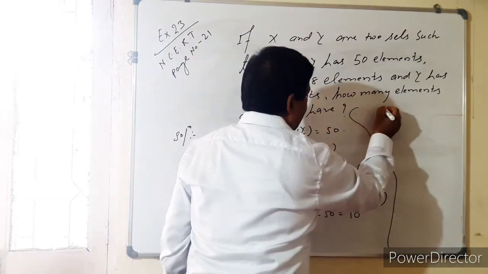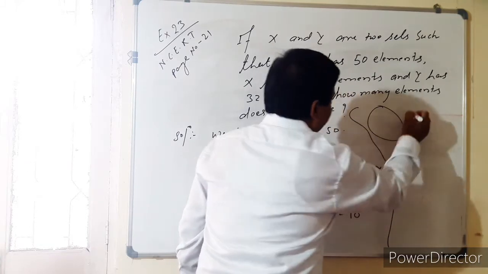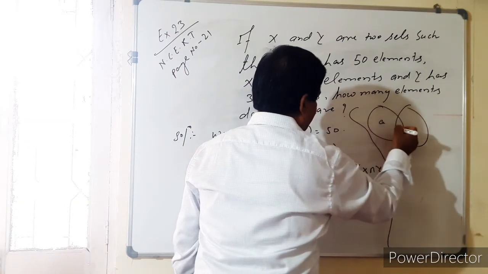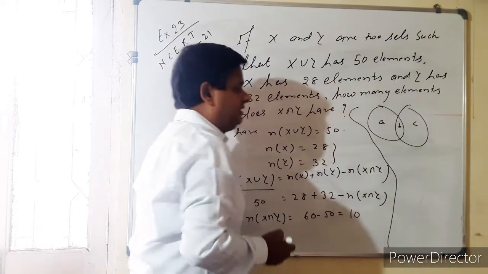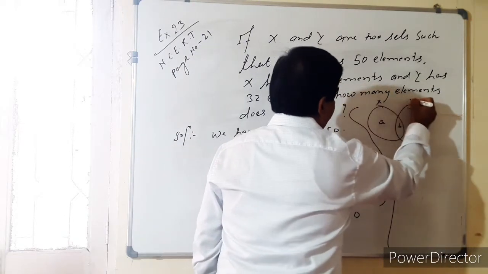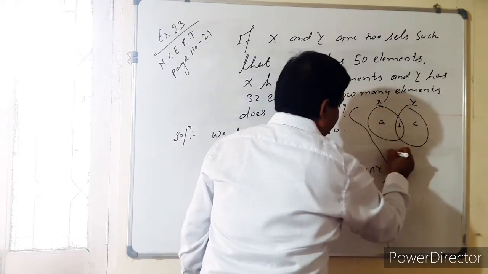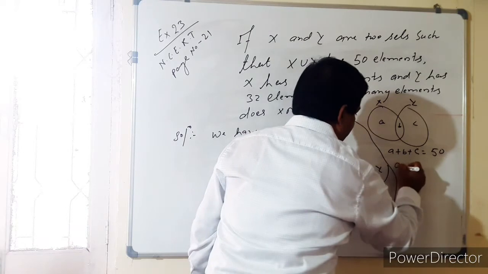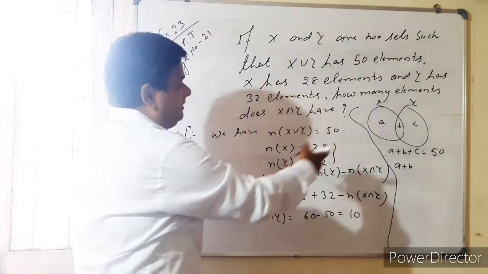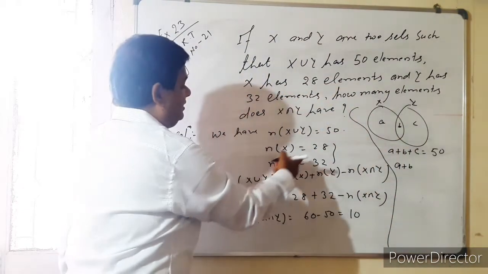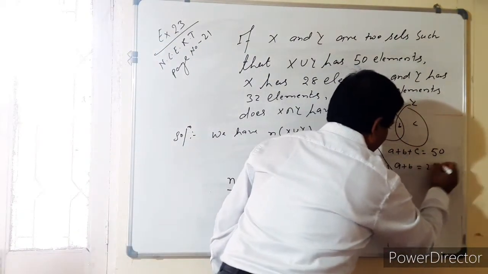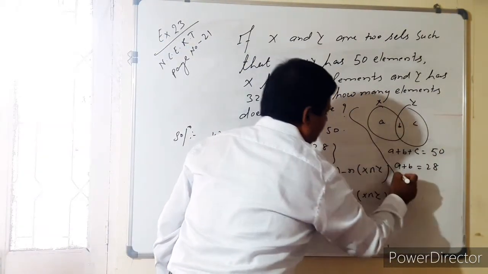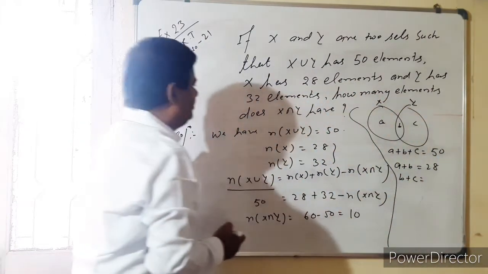See here, through a Venn diagram. Suppose this is set A, this one is B and this one is C. This is set X, this is set Y. So A plus B plus C is equal to 50. A plus B means X, and X is 28, so A plus B is equal to 28. Now what is Y? Y is B plus C. So B plus C is equal to 32.